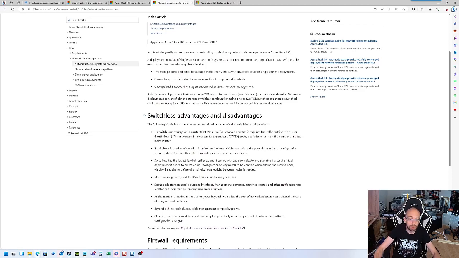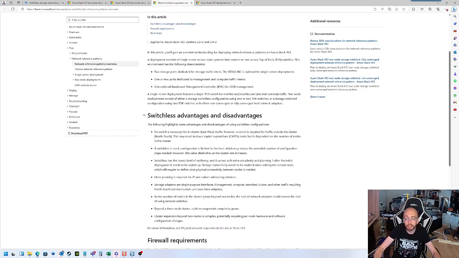So as the common scaling is, if you deploy to more than 3 nodes, you're moving forward to a switched configuration instead of a switchless one. With 2 nodes, 3 nodes, it's normally perfectly fine and perfectly manageable to deploy a switchless configuration.